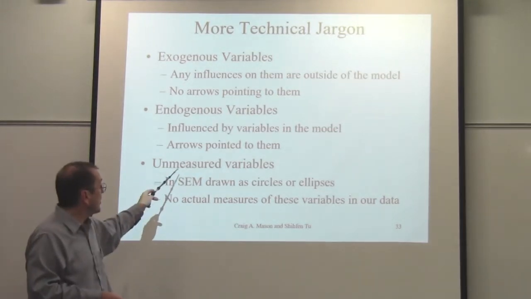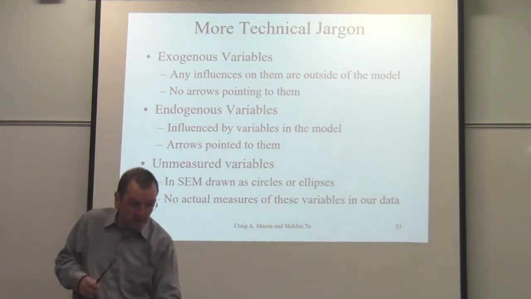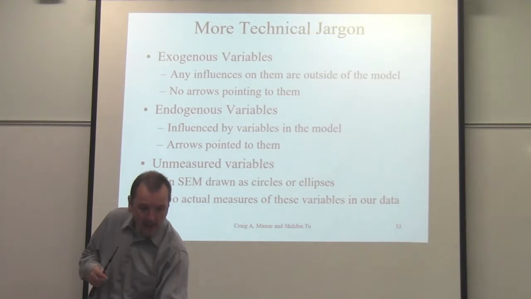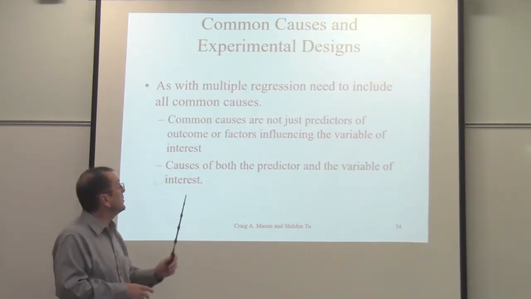And then unmeasured variables we talked about. Those are circles or ellipses, and they're not actually a variable in our data. We're not actually measuring them. Now, common causes, then we'll take a break.